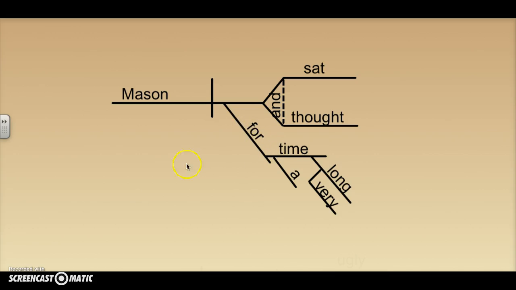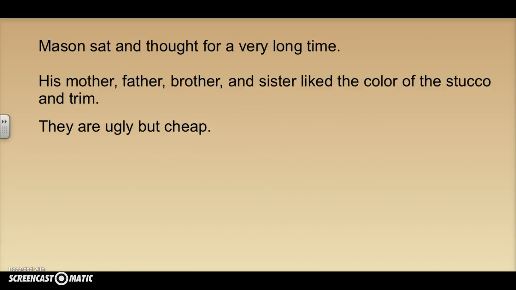So think about the previous example that I had on the previous slide, where I have his mother, father, brother, and sister, like the color of the stucco and trim. Where would you put the "his" on this one? It could go under mother, but you might also want to put it off the main horizontal line because it would be his mother, his father, his brother, and his sister that the "his" is referring to. So all four of them, it would go off of the horizontal line. Otherwise, it's just off of mother. We'll get to that one in a sec.